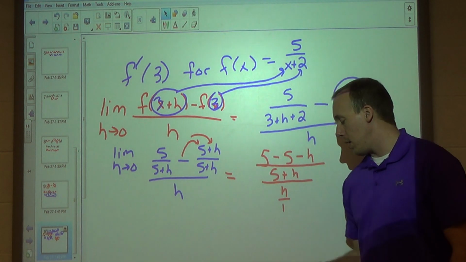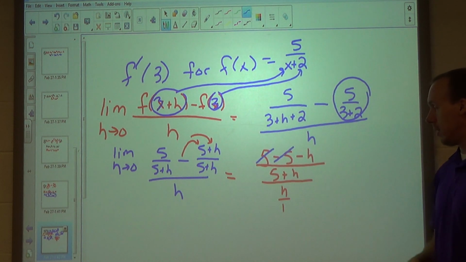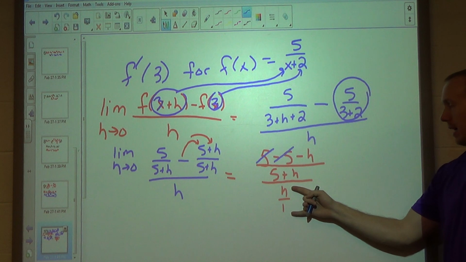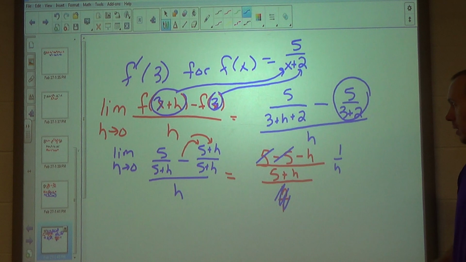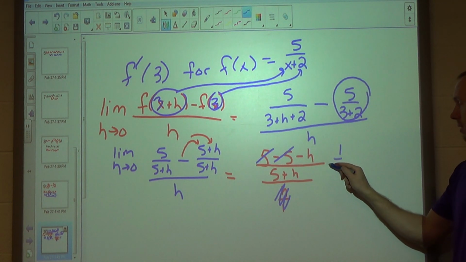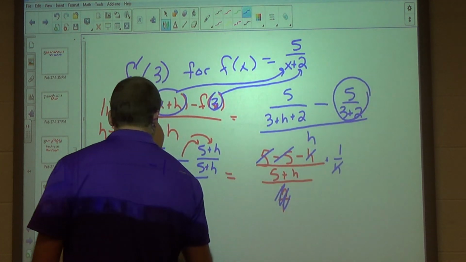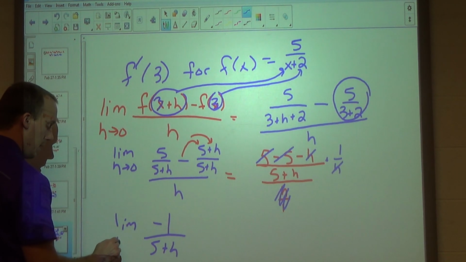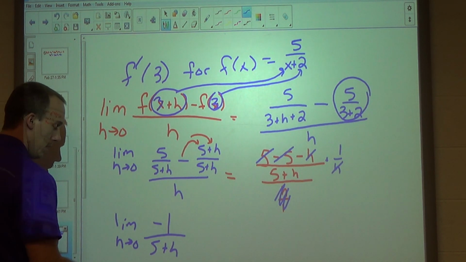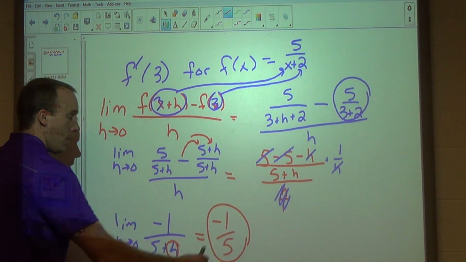And I always say that the back cancels, right? So did the 5 and the negative 5 cancel? And what do you have to do with a fraction divided by a fraction? Reciprocal, so 1 over h. And now can these h's cross cancel? So I'm left with what on top? Negative 1 on top over 5 plus h, and it's the limit as h goes to 0. So now if I plug in a 0 here, my answer would be negative 1/5.